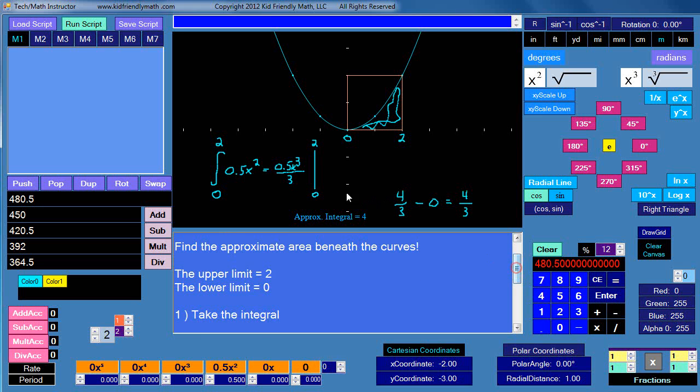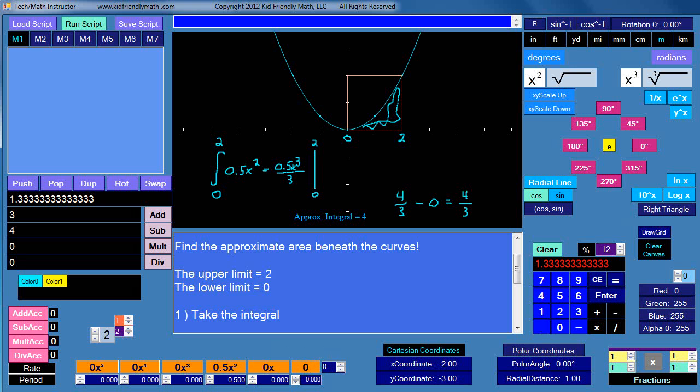So we essentially take the integral, which creates this new equation, 0.5 x cubed over 3, and then we evaluate it between the limits of integration like that. So let's see what 4/3 actually is. 4 divided by 3 is equal to 1.33333 in decimal format. But now let's approximate it and see what the advantages are to approximating the integral.